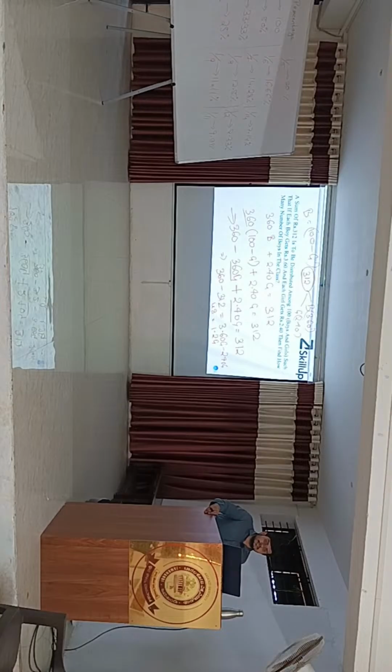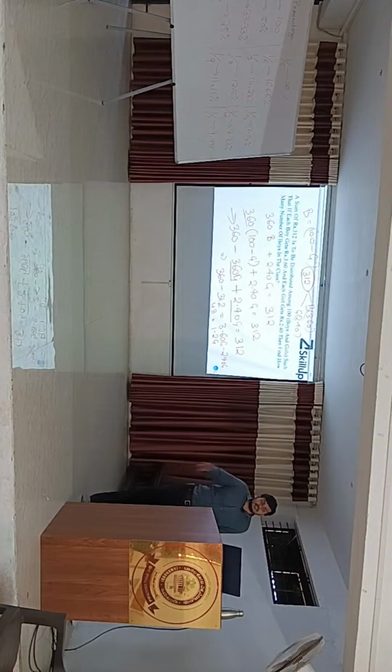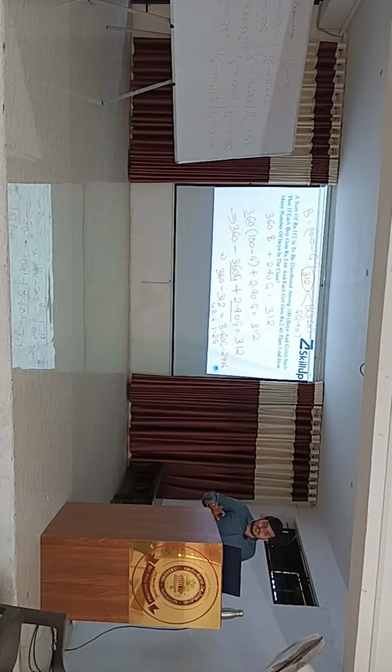That is 40. 12 goes into 48 four times, and the 0 goes on top, so that is 40. How many girls are there? 40 girls. Did you understand how to solve? Yes, very basic thing. So 60 boys and 40 girls.